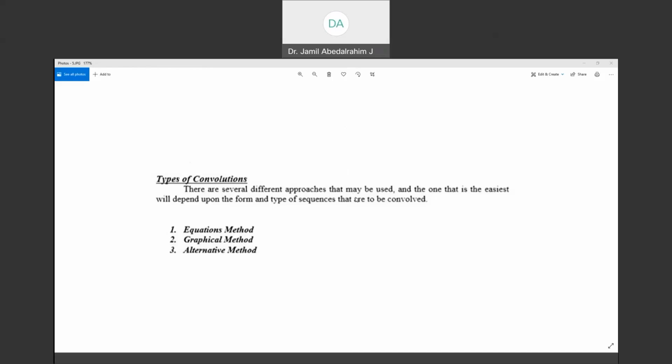Okay, now let's talk about types of convolution. There are three types of convolution, or three ways to find the convolution. Okay, equations method, graphical method, and alternative method. The most commonly used method is the graphical method. So the most commonly used method to find the output y of n using convolution is the graphical method.